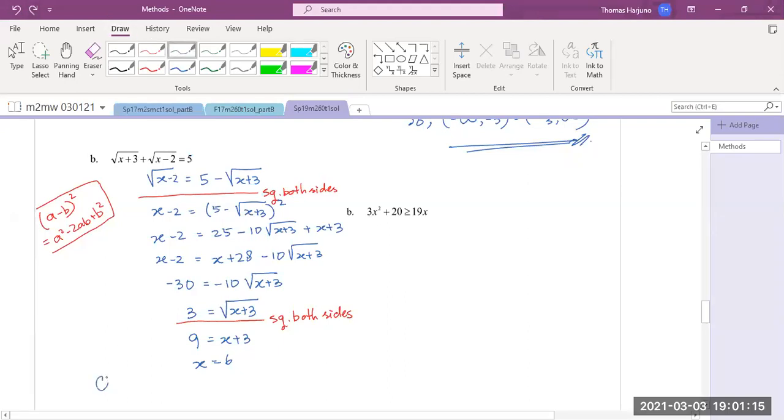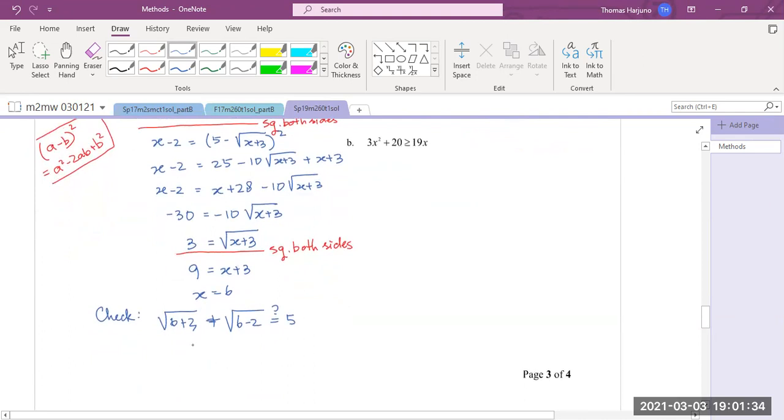Now I need to check. When x equals 6, square root of 6 plus 3, I'm sorry, first square root of 6 plus 3, plus square root of 6 minus 2, does it equal 5? Square root of 9 is 3, plus square root of 4 is 2, does it equal 5? That's true.